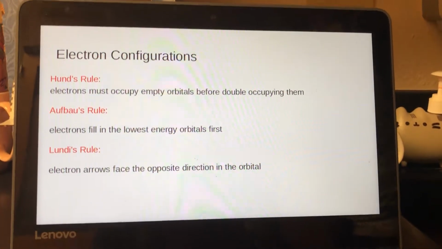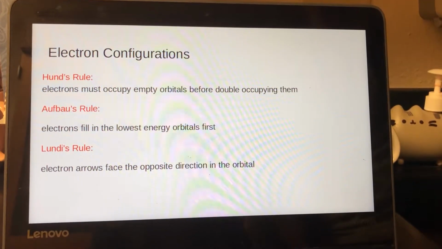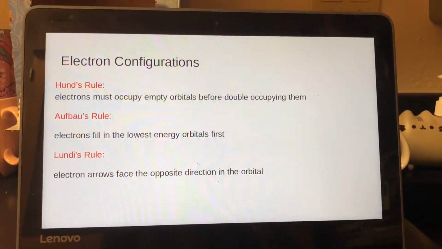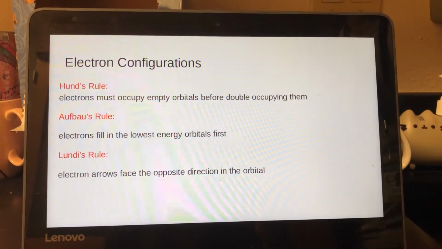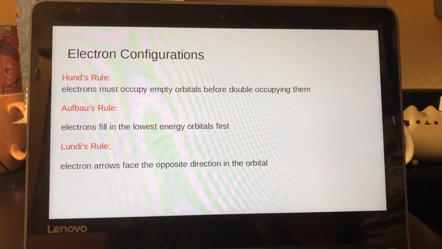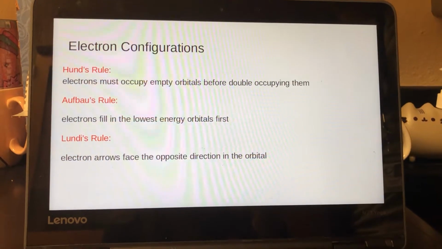In Hund's rule, electrons must occupy empty orbitals before double occupying them, which means electrons can have a seat in an empty orbital first before a second electron can come sit with them.